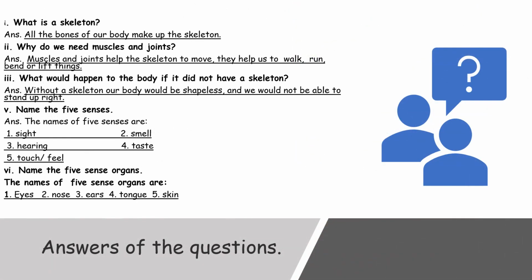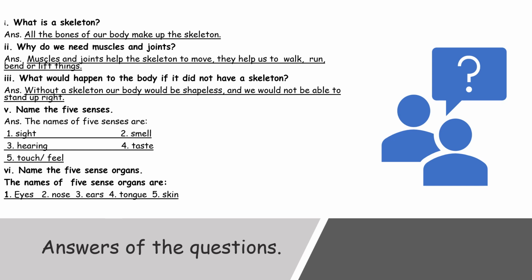Here we have answers of all the questions. Let us see if you wrote the correct answer. I shall read the question along its answer and you check your written answer and correct it if it has any mistake. Question number 1 is, what is a skeleton? Answer is, all the bones of our body make up the skeleton. Question number 2 is, why do we need muscles and joints? The answer is, muscles and joints help the skeleton to move. They help us to walk, run, bend or lift things.